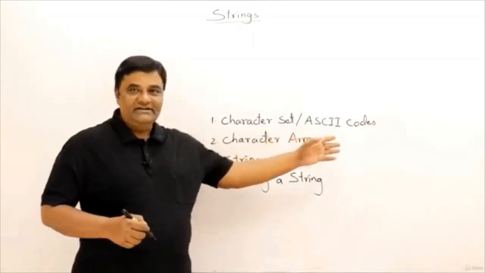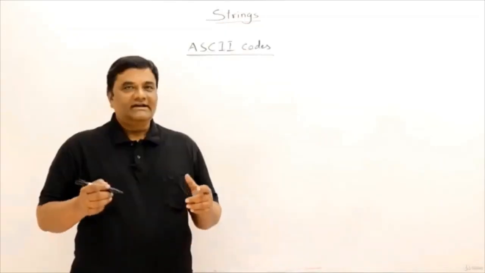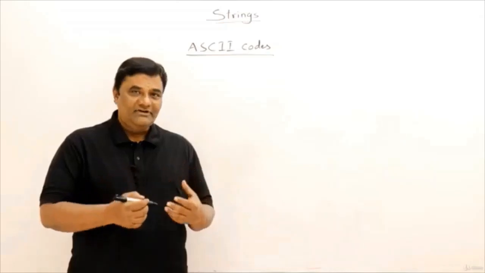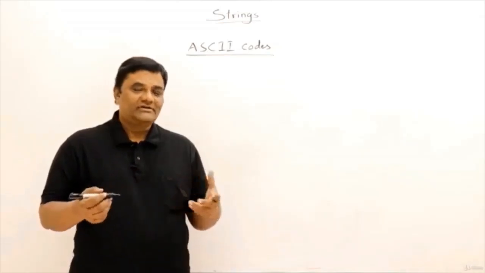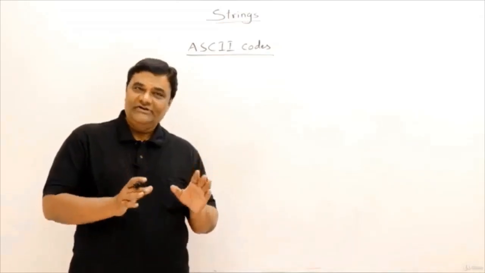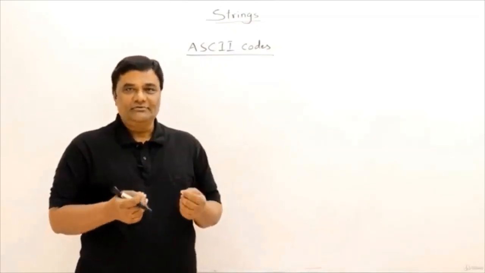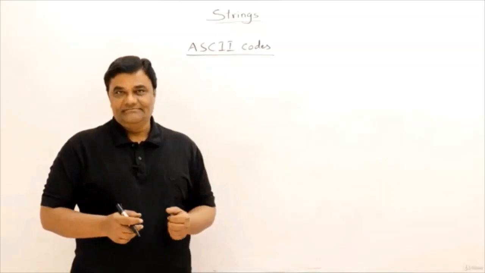Let us start with character set or ASCII codes. Character set is the set of characters that are supported by a programming language like C, C++ or any other language. So the set of characters supported by a language will be the same as the set of characters that are supported by any computer system.